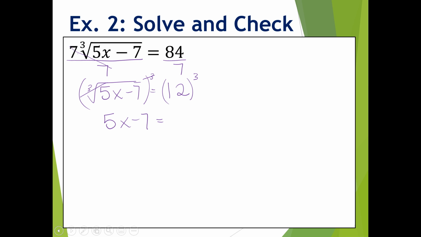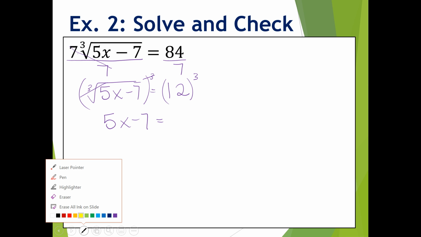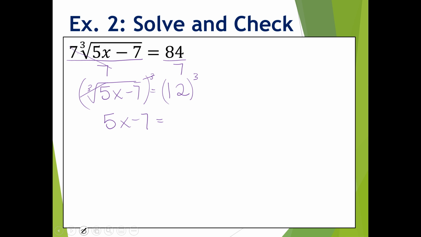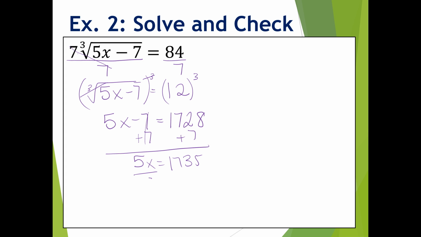Our answer's already up there, but okay, so we have 5x minus 7 equals 12 to the third power, which if you do that in your calculator, you get 1728. Okay, now you're going to add 7 to both sides. You get 5x equals 1735, divided by 5. And you get x equals 347.